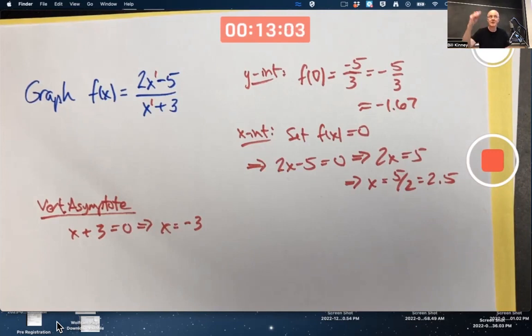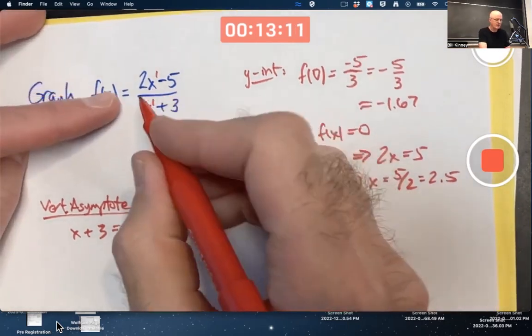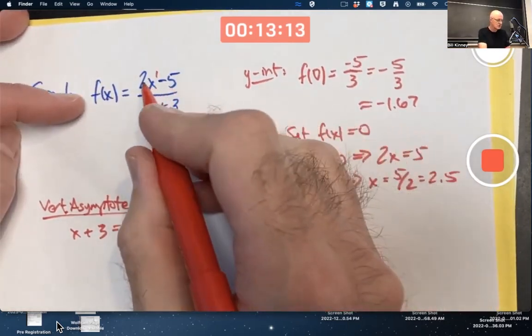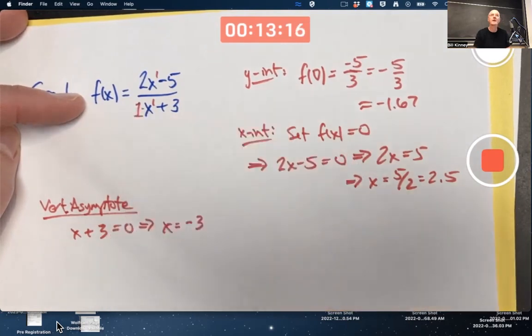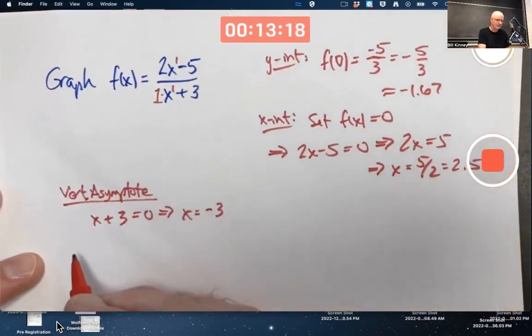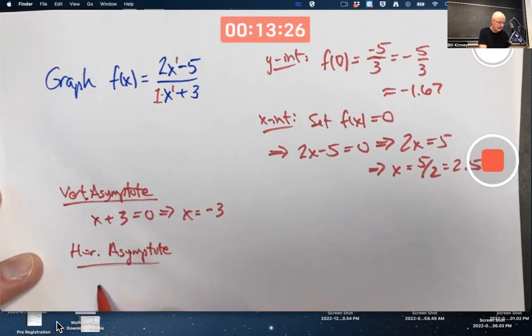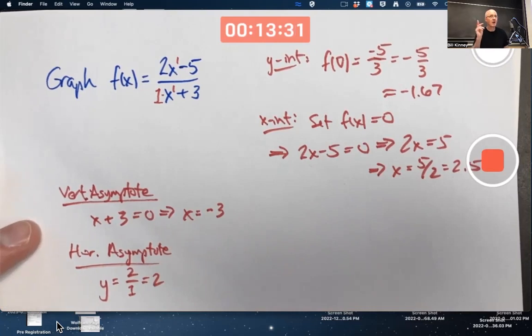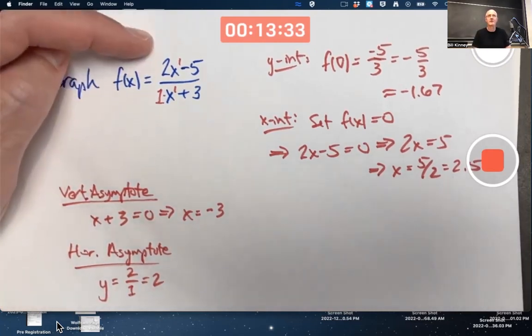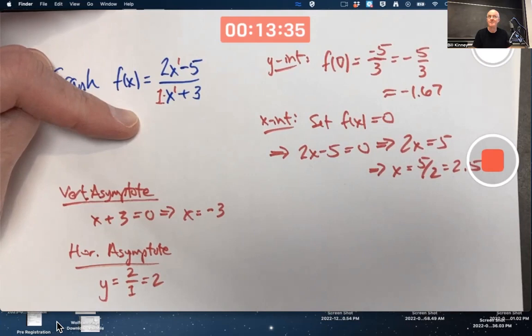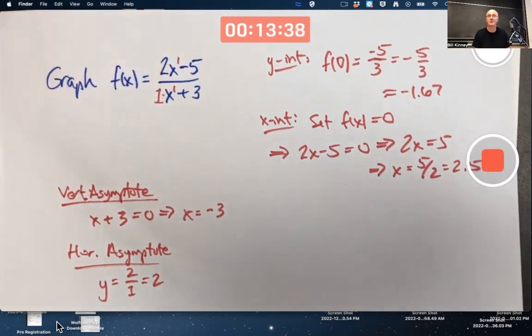When the highest power in the top and the bottom are the same, the horizontal asymptote will occur at the value of y that is the ratio of the coefficients of those highest powers. 2 divided by, well, there's a 1 there. Horizontal asymptote occurs at y equals 2 divided by 1, which is 2. Again, that only applies when the degree of the top and the bottom are the same. In this case, again, those highest powers are both a 1.